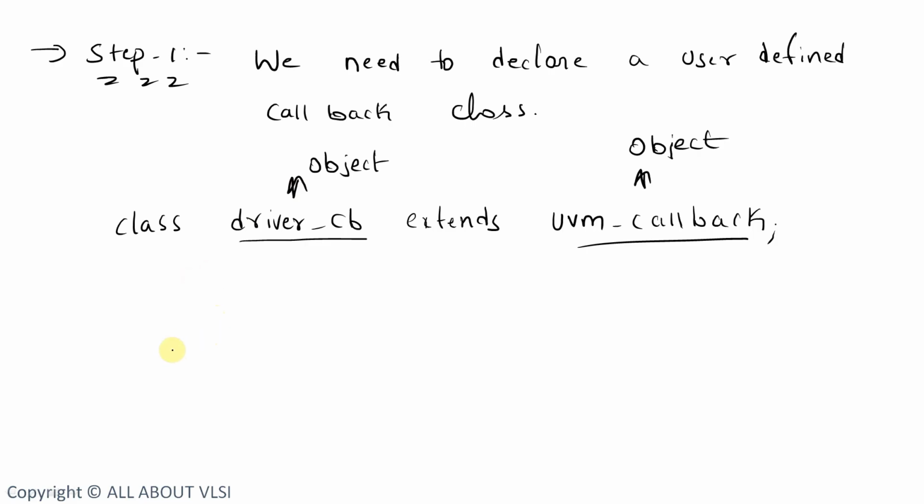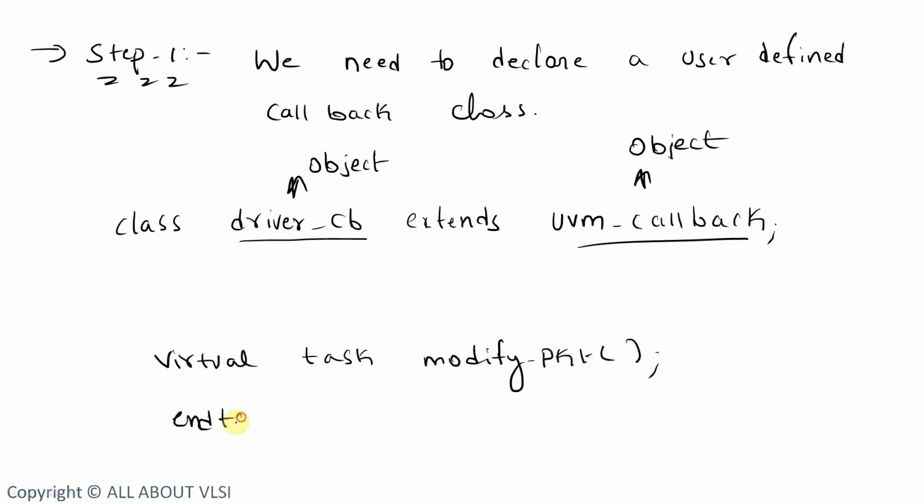And in this class, we are going to declare a virtual task, let's say the task name is modify_packet, followed by endtask. If you carefully observe, there is no body present here. If the user wants to add some body, he needs to derive one more class from this driver_CB, and he should override and provide the body for this particular task. So this is how I'm going to declare it.